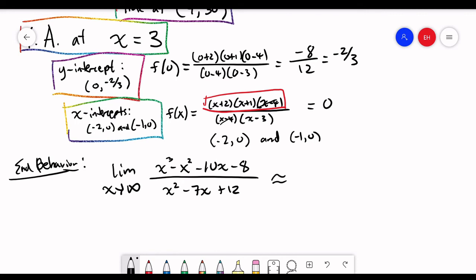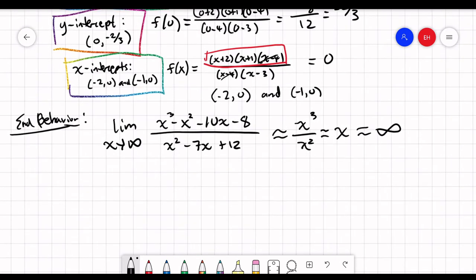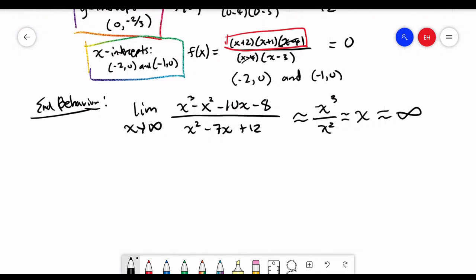Well, what's going to happen? On the top, the biggest thing that's going to dominate is the x cubed, and on the bottom, it's going to be the x squared. Everything else doesn't really matter, and that's going to reduce down to x, and as x goes to infinity, that's going to go to infinity. So we know the graph's going to shoot off to infinity. Great. But can we get a little more precise than that with our end behavior and guidelines? Well, the answer is yes.